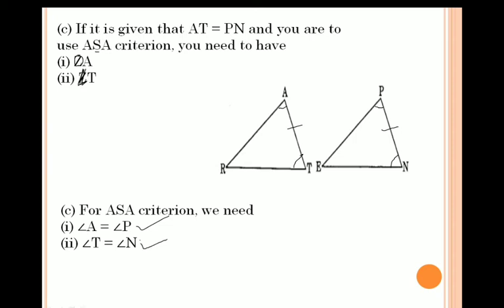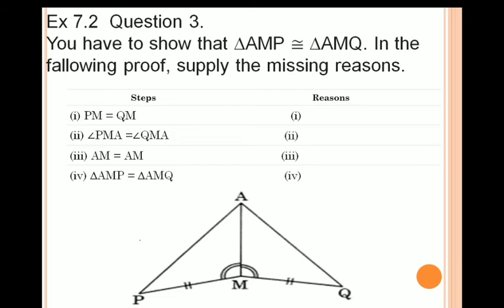Okay, very good. Now let's go to question number 3. You have to show that triangle AMP is congruent to triangle AMQ. In the following proof, supply the missing reasons. Look here, this is the diagram, and PM is equal to QM, as shown in the diagram. Angle PMA is equal to angle QMA. This is also shown in the diagram.